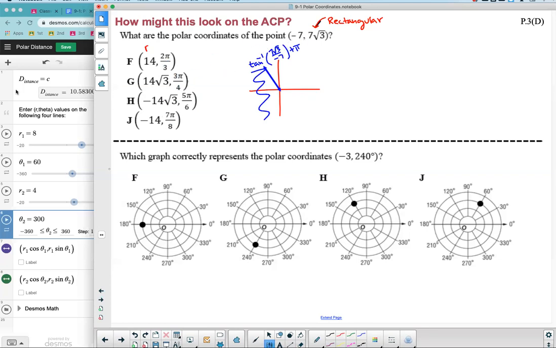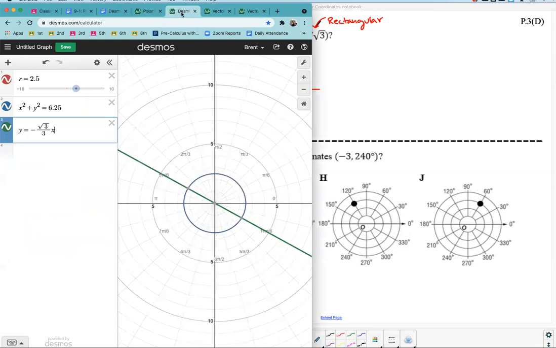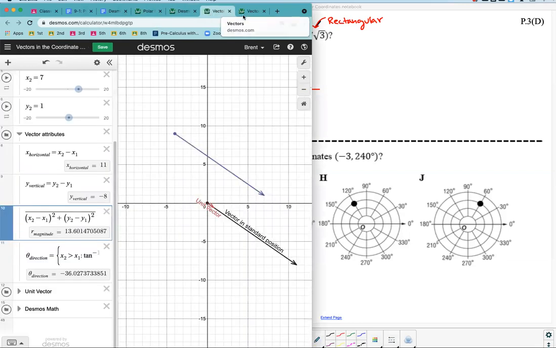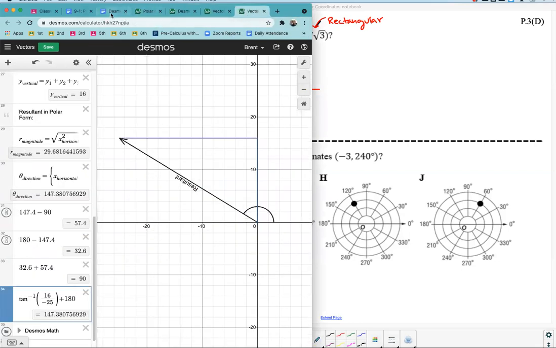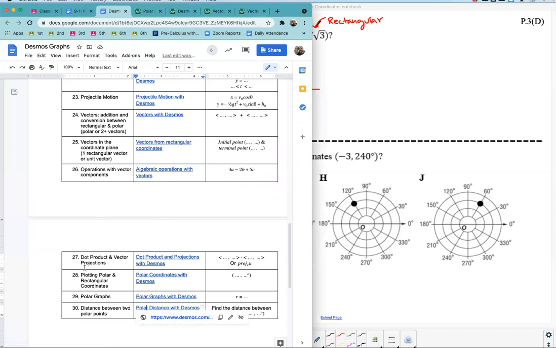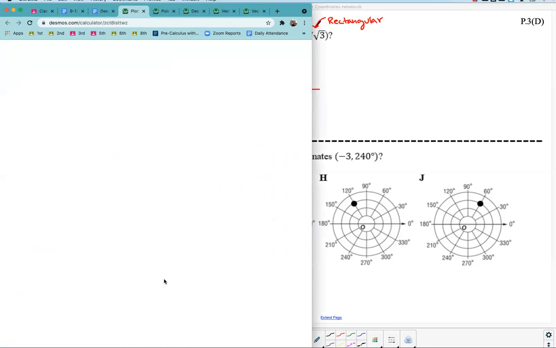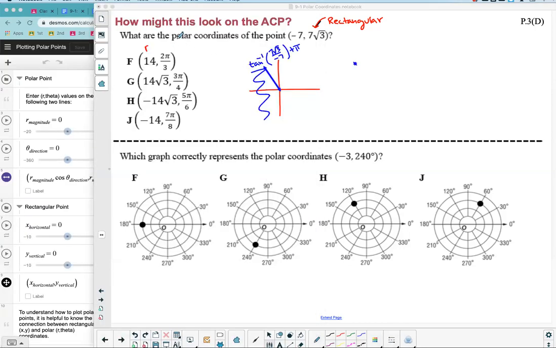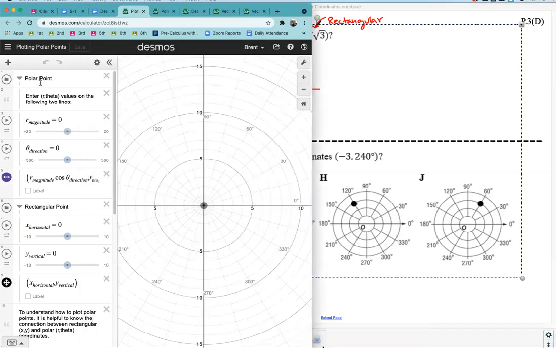But I'm just going to use my calculator. I'm going to use that same one that we used earlier for plotting points, which I don't know what happened to it, so I'll just open it up again. Plotting polar and rectangular coordinates. That's what this says to do anyways. It says, what are the polar coordinates? So I'm clicking on this one.